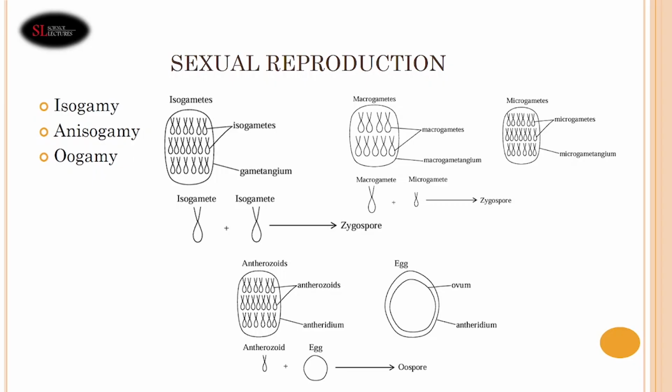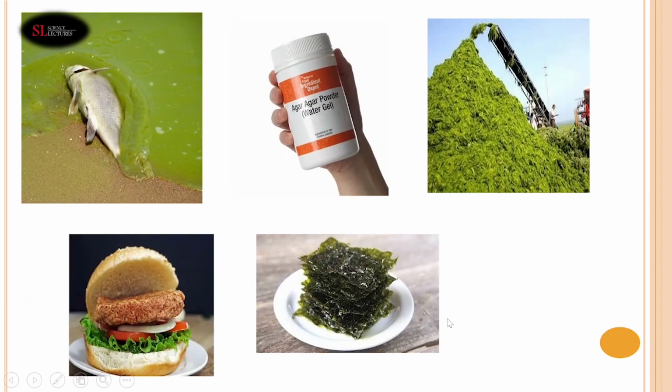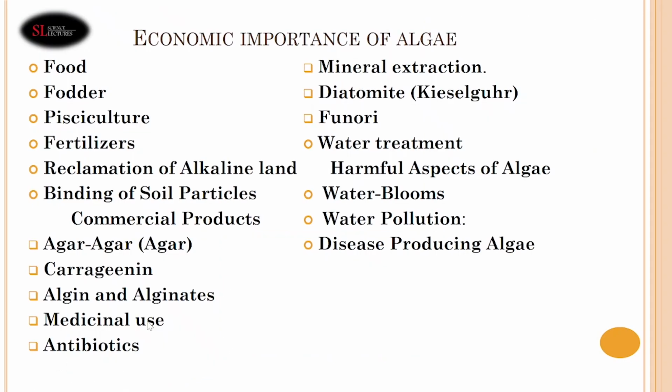After that, we need to look at the importance of algae. Remember, we are looking at applied phycology, so algae has as many importances as possible, and we are going to look at some of them. The first one is food. I believe some of you have seen this. I've seen a burger having lettuce, or having seaweed. This is all algae. So the first importance is food.